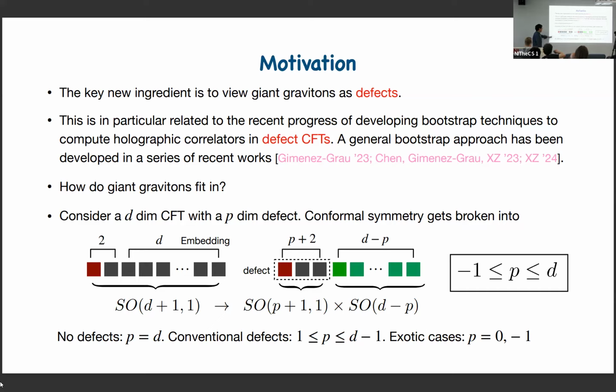But from this embedding space perspective, you can see that we can ask p to take more values. Essentially, we just require that the first group has at least 1 dimension. This allows you to enlarge the range of p to go from -1 to d. So you get 2 extra new choices, where p goes to 0, so it's 0-dimensional, and -1.